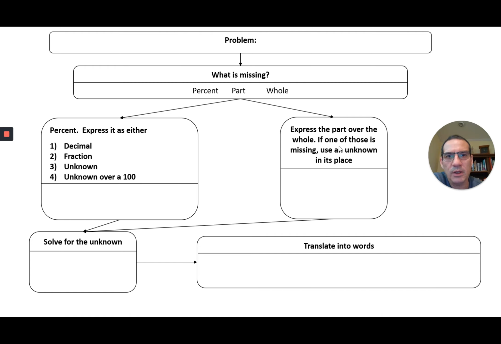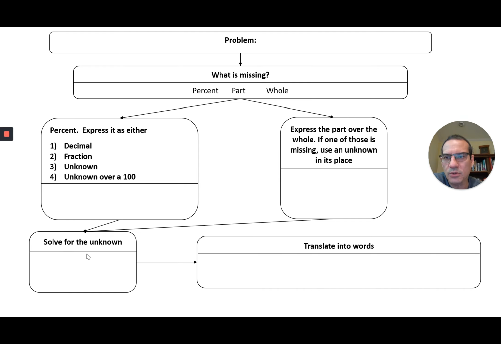And then you have two boxes here, one where you're going to represent the percent, and you have four choices. Depending if it's missing, of course, you're going to put it as a variable or as a variable over 100. And if it's known, you can put it as a decimal or as a fraction. And here you're going to have the part over the whole. Once you have those two things, you're going to create an equation, you're going to solve it, and then you translate that into words. That's the flow of the problem.